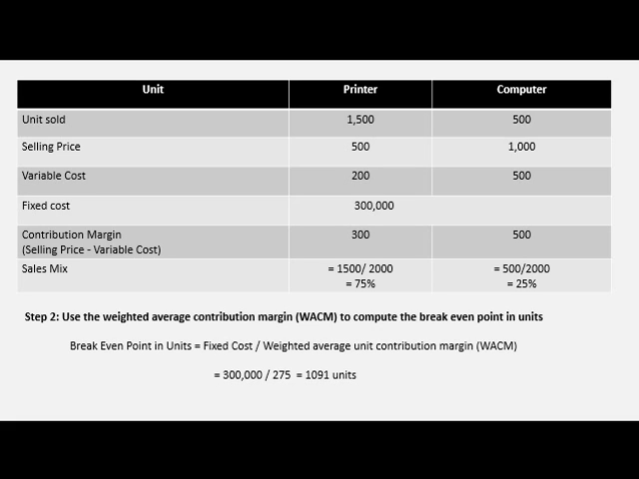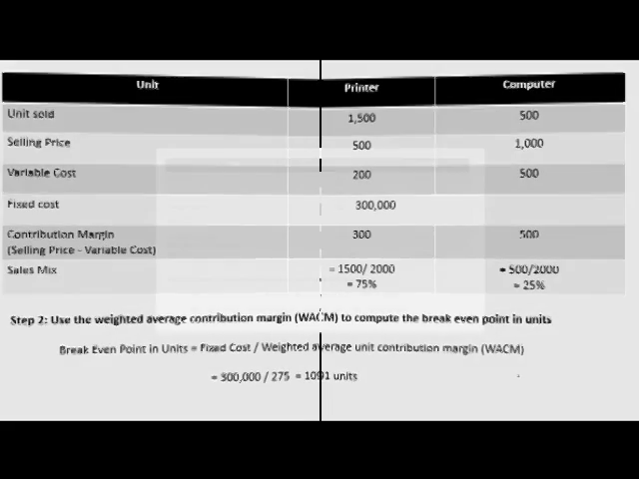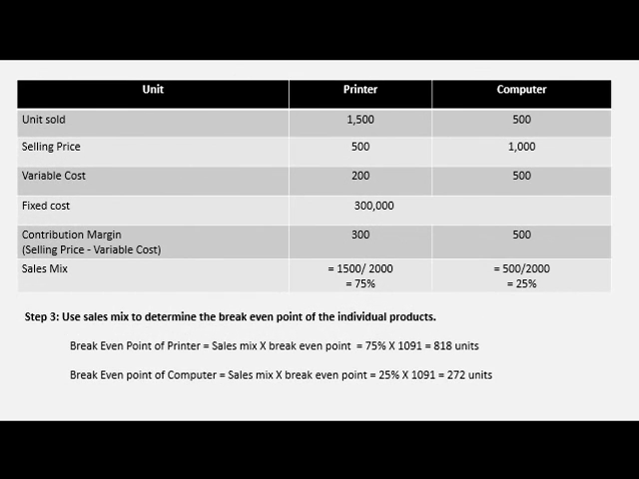In step 3, we use the sales mix to determine the break-even point of the individual products. The break-even point for printer is equal to 75% of total break-even points, that is 1091 units, which gives us 818 units. For computer it is 272 units.